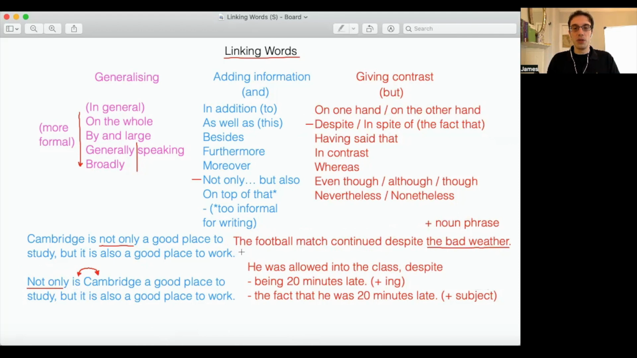However, if you want to use despite with ing or even he, you have to change it a little bit. Now, for ing, actually, you can keep it the same. You can follow the word despite with the word being. So he was allowed into class despite being 20 minutes late. Okay, you wouldn't say despite he, you can just use the ing form. But if you do want to use the word he, you need a couple of extra words. So he was allowed into the class despite the fact that he was 20 minutes late. Then you can use a subject like I, you, he, she afterwards when you've got these three words.